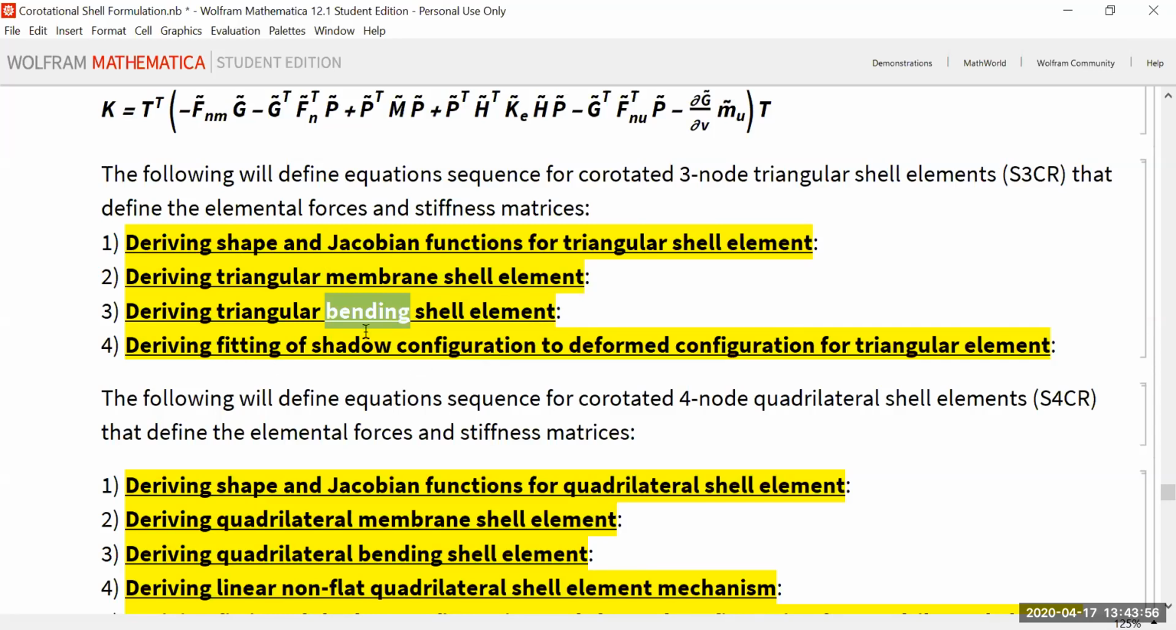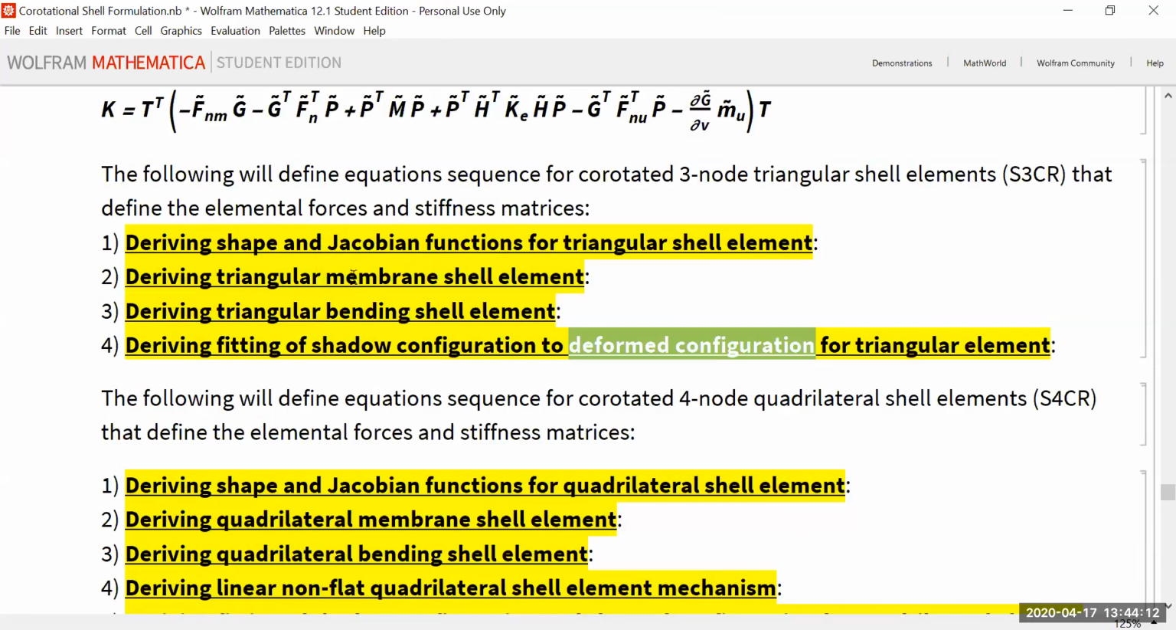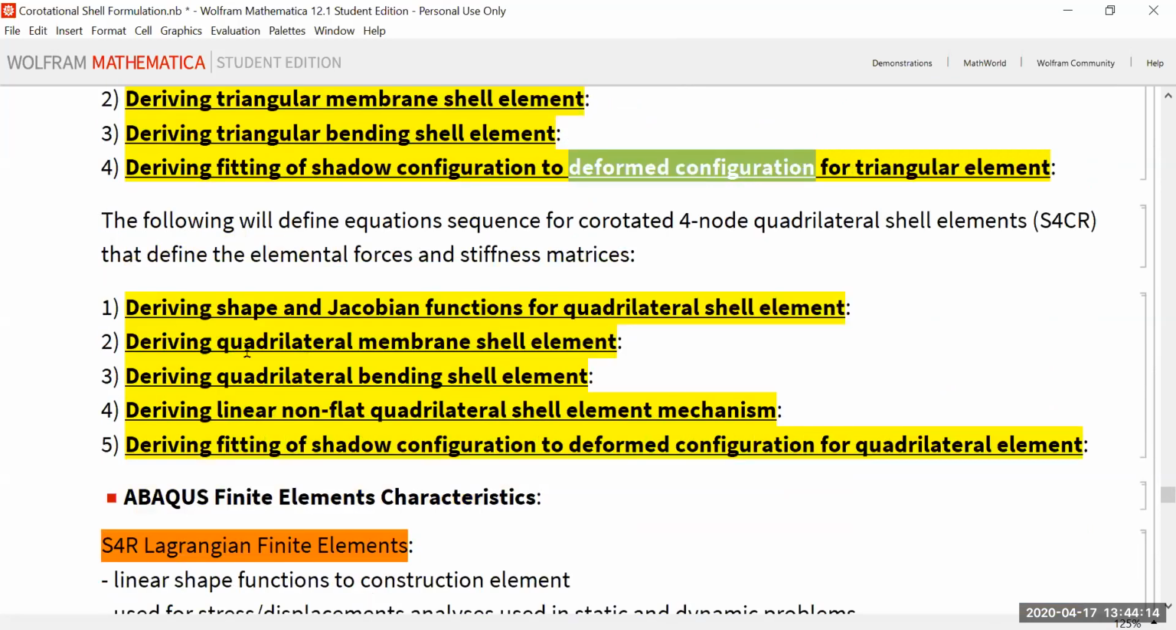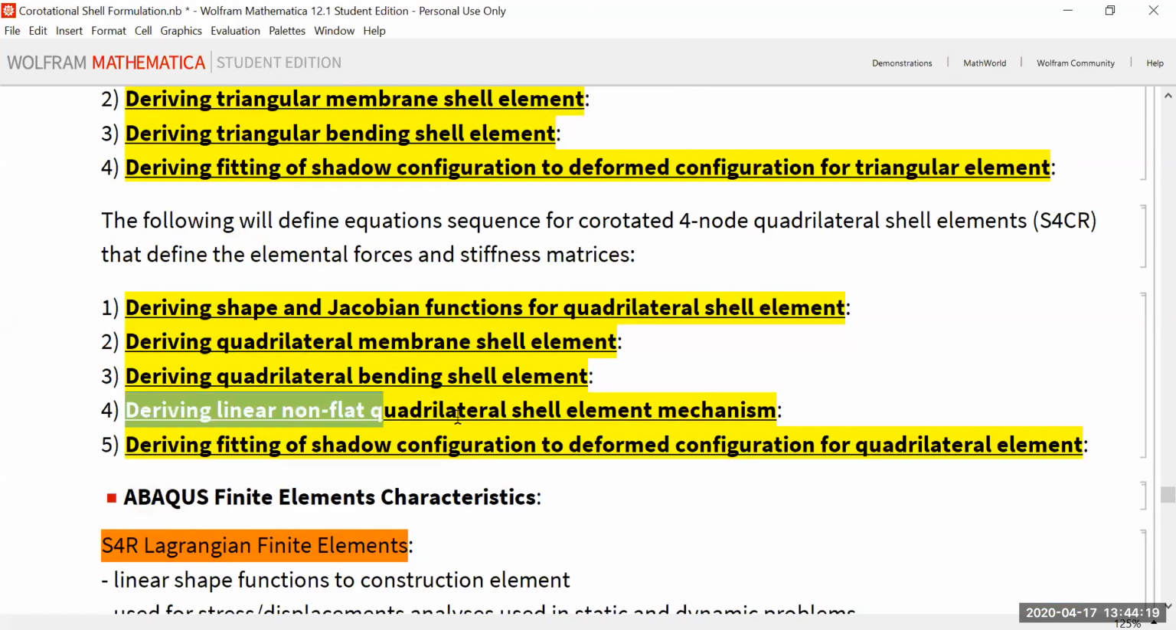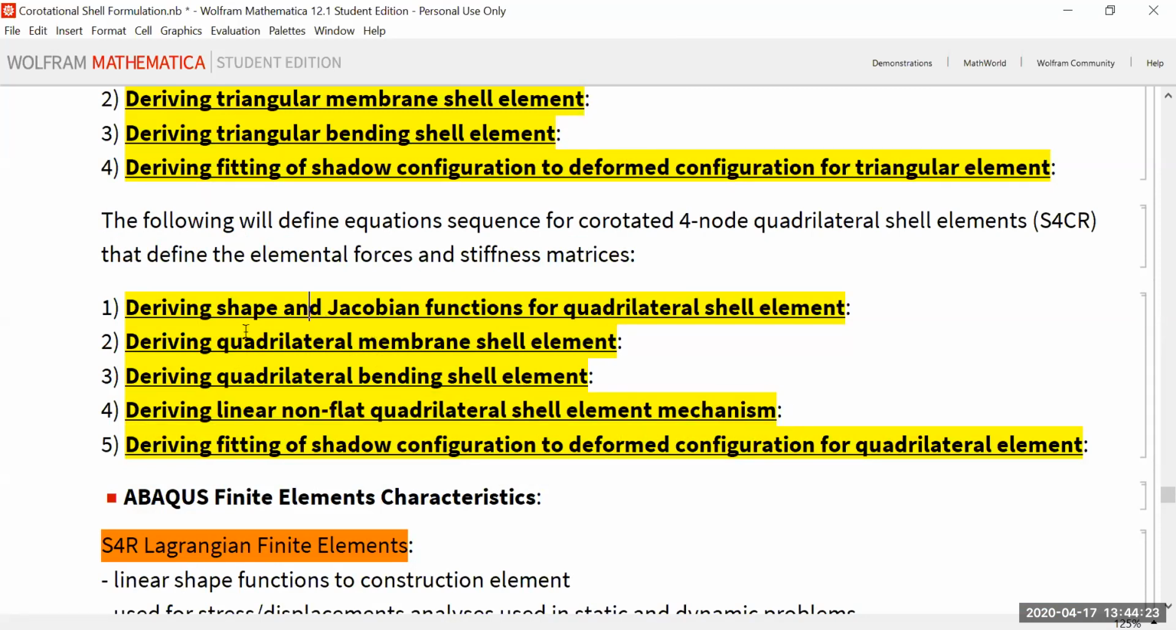And then I think for the corotation cases, you're going to have this extra step where you're going to fit the shadow configuration to the deformed configuration. For the triangle, this isn't really an issue, but when you get to the quadrilateral, you're going to have this extra step, which I'll talk about clearly next time. But all the other steps are going to be similar.